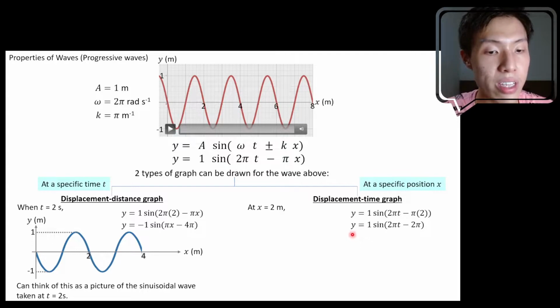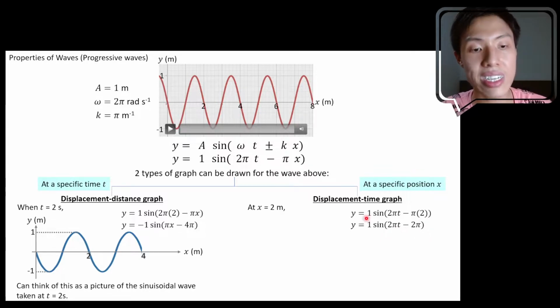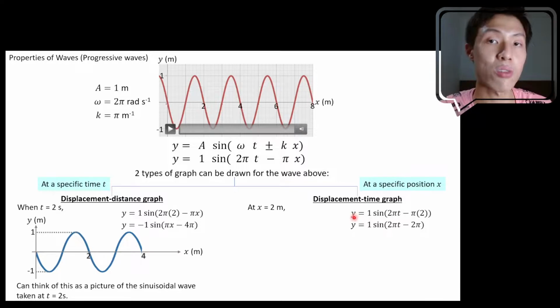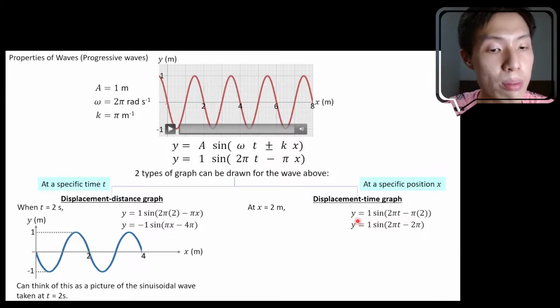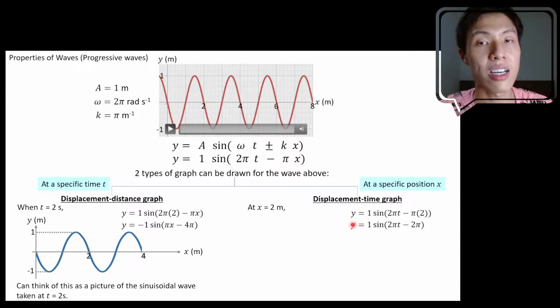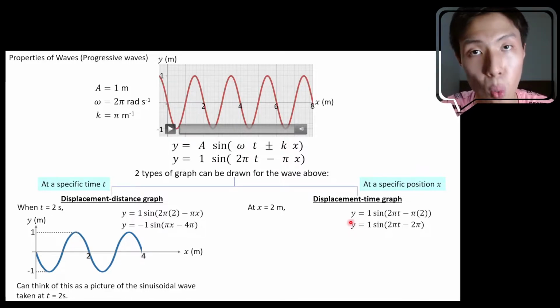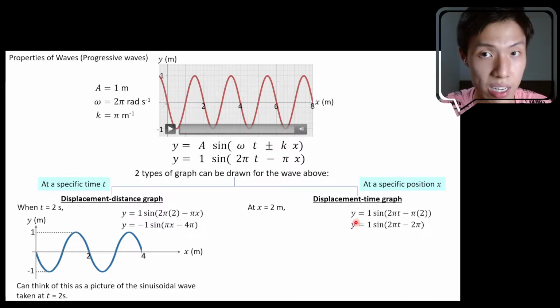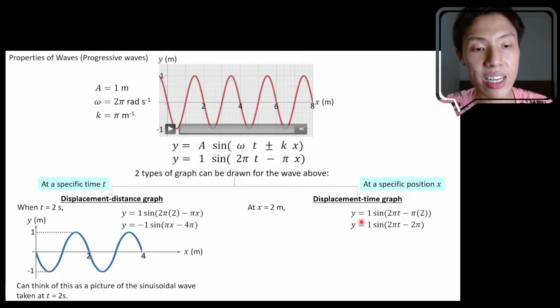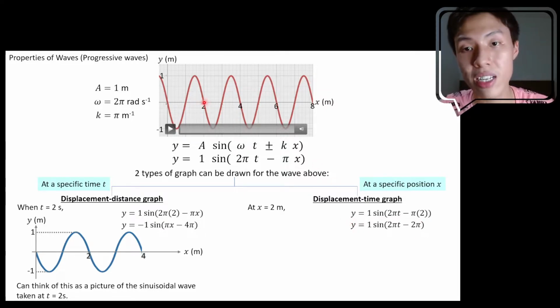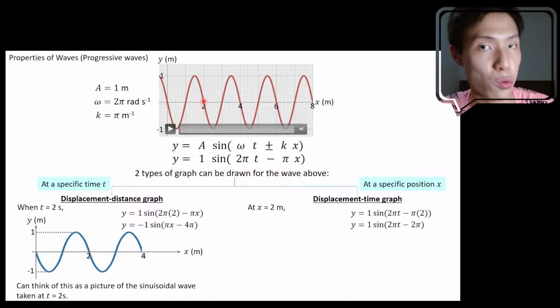In SHM, you learn that x equals A sine (omega t plus or minus phi). This is exactly the same shape as what you have learned in chapter 9, except that you replace x, the displacement in chapter 9, with y, the displacement in chapter 10. That's the only change that you make. So this is an SHM equation for the particle that is situated at x equals 2 meter.